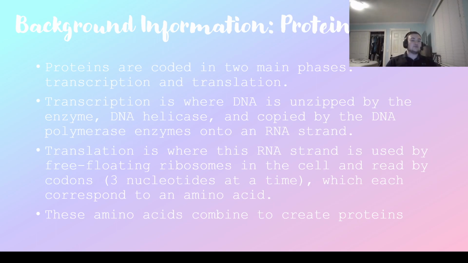That comes after transcription and translation, where we have protein synthesis. Transcription is where the DNA is unzipped and we start making that new RNA strand to make an mRNA strand, called messenger RNA. Basically, this carries the genetic material in order to produce a certain protein. Translation is where this RNA strand will go free-floating into the ribosome and read codons, which is a set of 3 nucleotides, which each correspond to an amino acid. These amino acids then combine to make proteins.